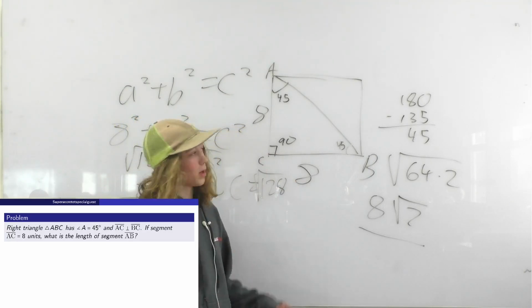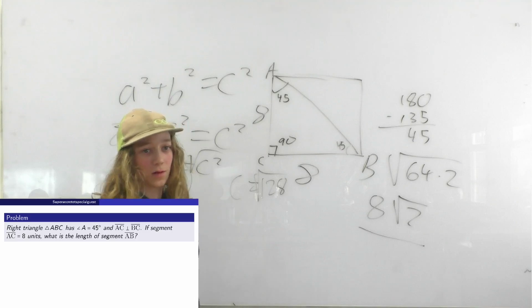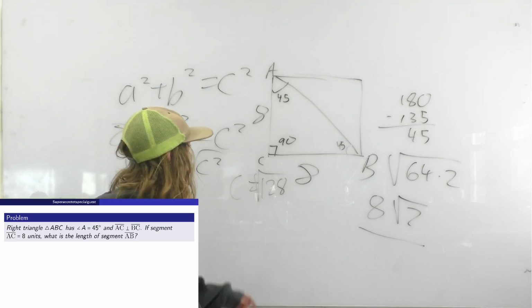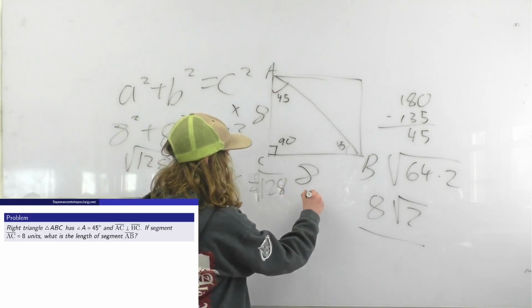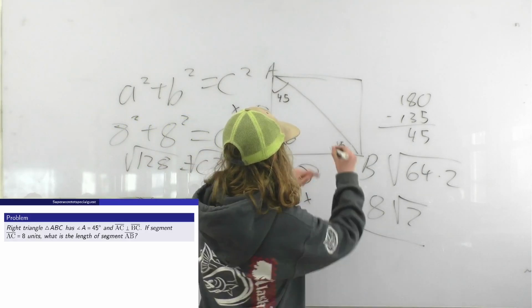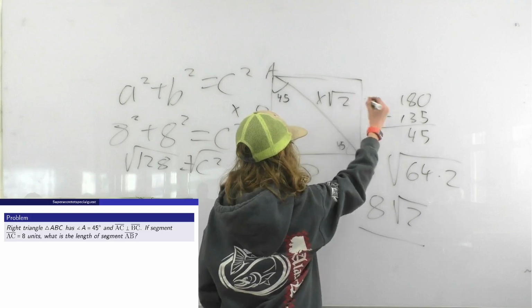If we have something called a 45, 45, 90 triangle, which refers to the angles, let's say this side is x, then this side is also x because it's the same. And this side will always be x root 2.